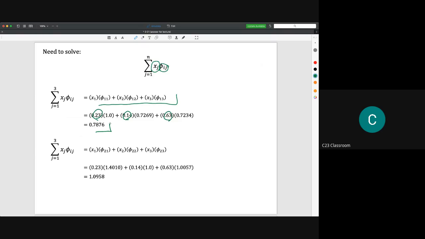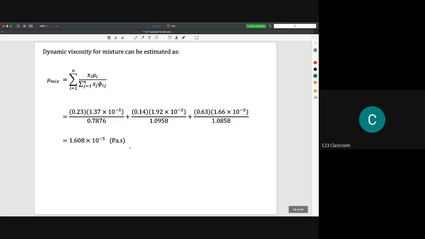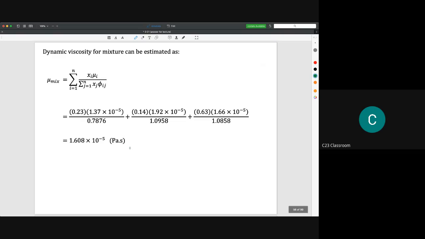And then you need to do this again for 2,1, 2,2, and 2,3. So you get another value here, and then you will get another for 3,1, 3,2, and 3,3. So now we have three values. We have these numbers, this matrix. This value is actually related to our last calculation.